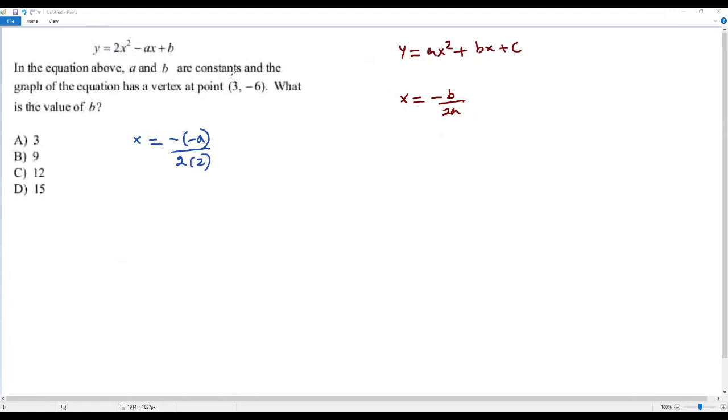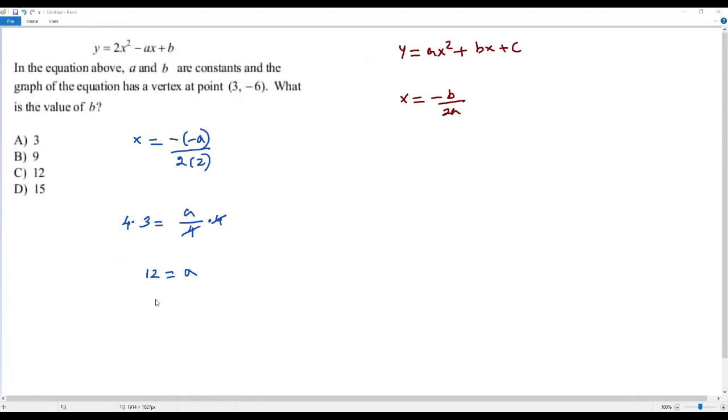Already we have the vertex for the graph of this quadratic function, so it's over here. The vertex x coordinate is 3, so we can plug in this 3 for x over here. Then we get 3 equals negative times negative is positive, that is a divided by 2 times 2, which is 4. Now we can solve for a in this equation. For that we multiply both sides of this equation by 4. Then this 4 will cancel out. Here 4 times 3 is 12. That is, we have 12 equals a. Here I got the value of a, that is 12.